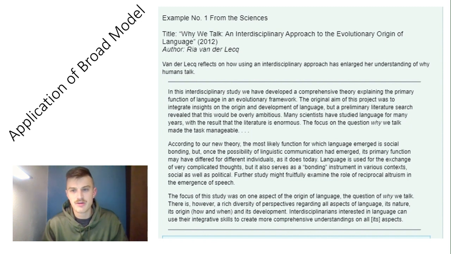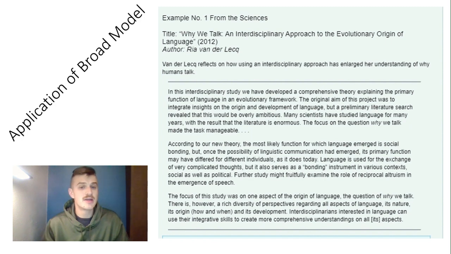The original aim of this project was to integrate insights on the origin and development of language, but a preliminary literature search revealed that this would be overly ambitious. Many scientists have studied language for many years, with the result that the literature is enormous. The focus on this question, why we talk, made the task manageable. Okay, I like that first paragraph. She's being humble, and she's going to go ahead and digress, and then also refocus on a certain aspect of this broad topic, which is very important and a very astute problem-solving task in its own right.